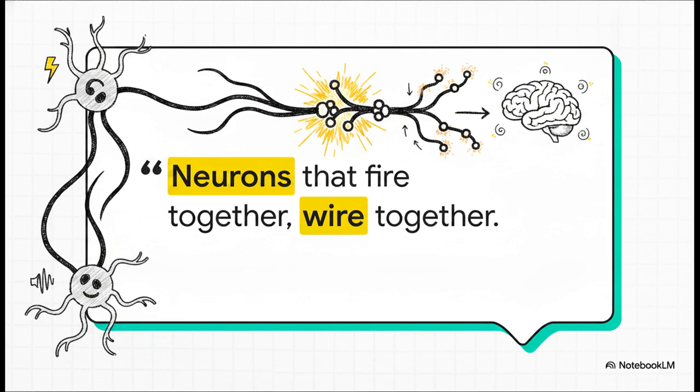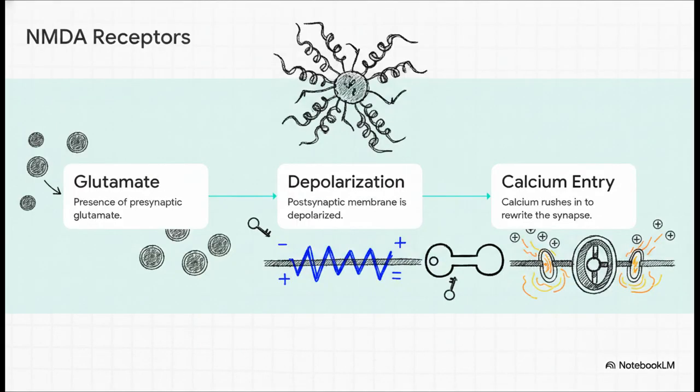If the tone neuron and the shock neuron are firing at the exact same time, the physical connection between them gets a massive upgrade. But here is the multi-million-dollar question. How does the neuron actually know they are firing at the same time? The answer lies in molecular coincidence detectors, specifically NMDA receptors. For the neural connection to strengthen, you need, Step 1, the presence of glutamate from the presynaptic neuron. But that's not enough on its own.